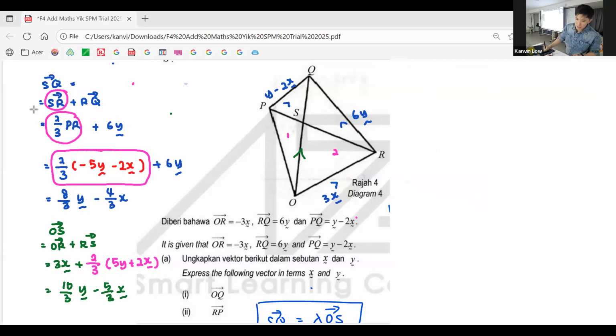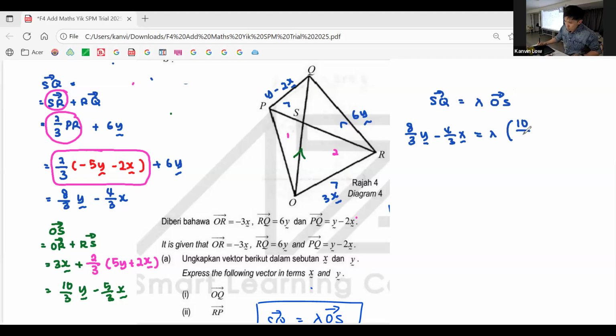So first of all, they say SQ and OS are collinear. So you can write SQ is equal to lambda OS. I told you what the lambda is representing, right? They are the same direction but different magnitude. So you can find it very easily right now. SQ is 8 over 3Y minus 4 over 3X and equals to lambda times OS, 10 over 3Y minus 5 over 3X.